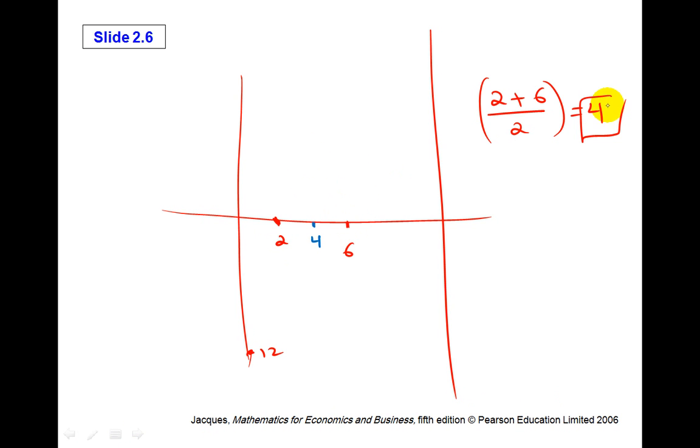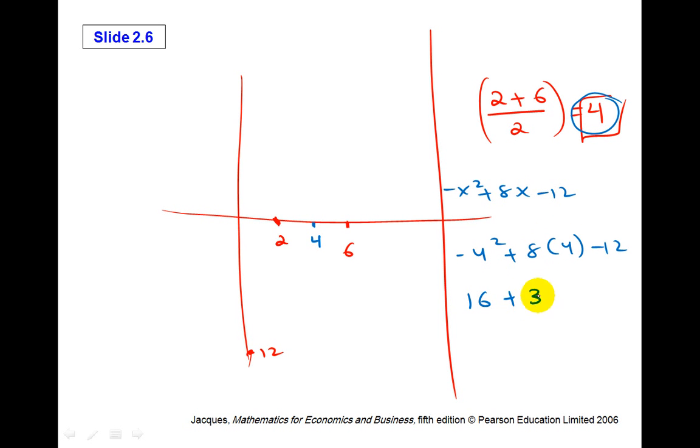And to know the height, take this 4 and plug it in the original equation. What was my original equation? It was -x squared plus 8x minus 12. So it will be -4 squared plus 8 times 4 minus 12. This will be 16 plus, 8 times 4 is 32, minus 12. Of course, here you have a minus. So minus 16 plus 32 will give you 16.